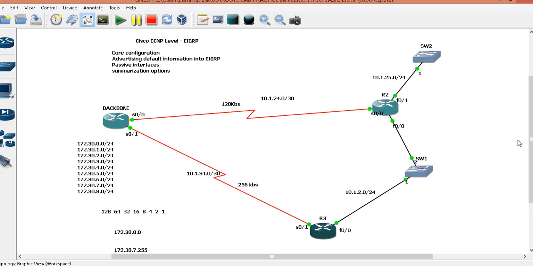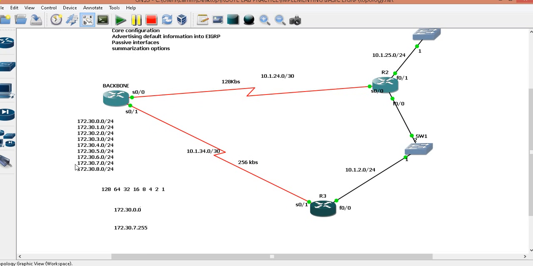Okay, I was talking about summarizing these 8 networks, from network 0 to 172.30.7.0. This is the range from here to here. So we always start with the first network in the range, which is 172.30.0.0/24. That's gonna be our summarized network.